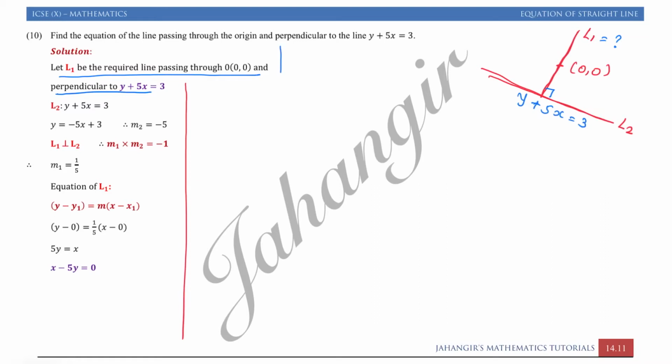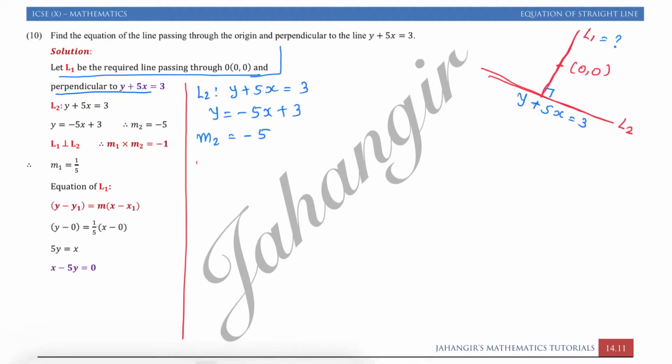So always before starting with equation we need to find slope. So we will say L2 whose equation is given, y plus 5x is equal to 3. So we can say y is equal to minus 5x plus 3. Comparing it with y is equal to mx plus c, we will get slope of line 2 as minus 5.